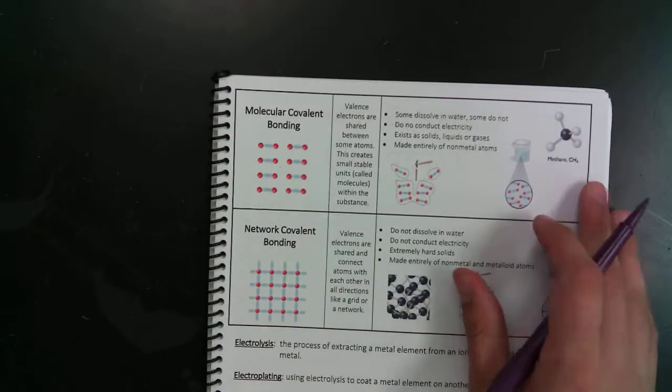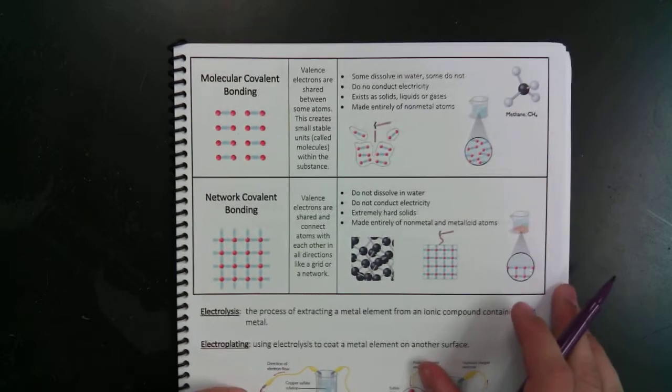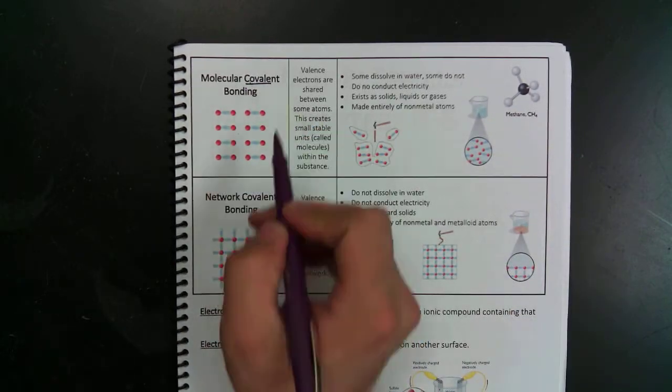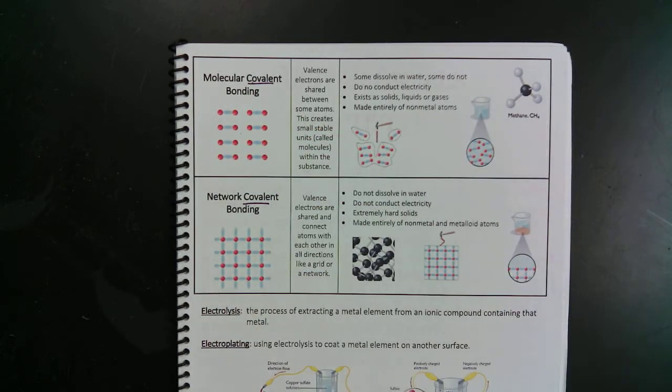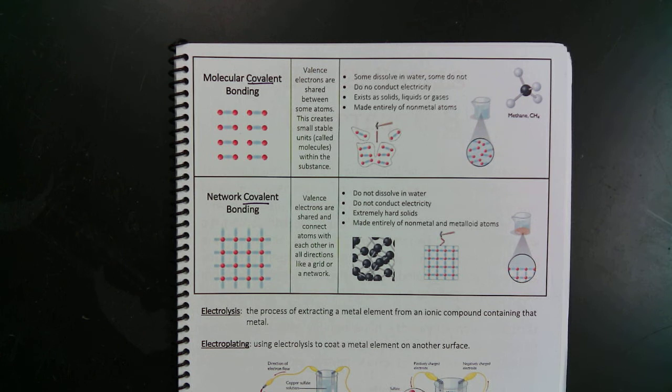What does it mean for something to have molecular covalent bonding? Well, you're going to see there was molecular covalent and network covalent. Covalent means they are sharing electrons. Covalent, like valence, they are sharing the valence electrons between the atoms.